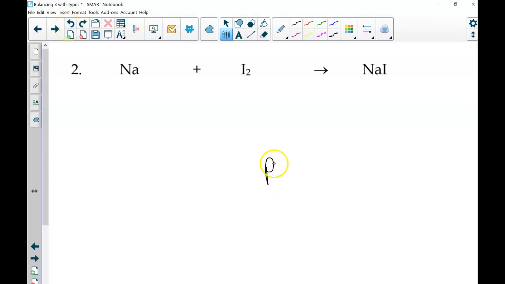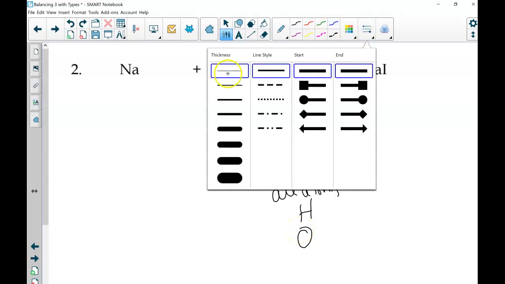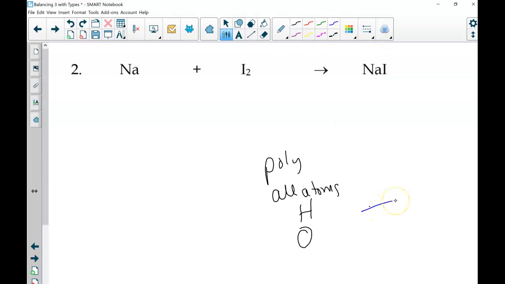Remember that we start with polys, all other atoms, hydrogen, then oxygen. I'm going to switch colors for just a moment here. All right, so as I look here, I'm going to split anything that's a compound, and a compound is two or more different atoms put together as a unit. So this is my only compound. There are no polys, so then I'm just going to do Na and I.